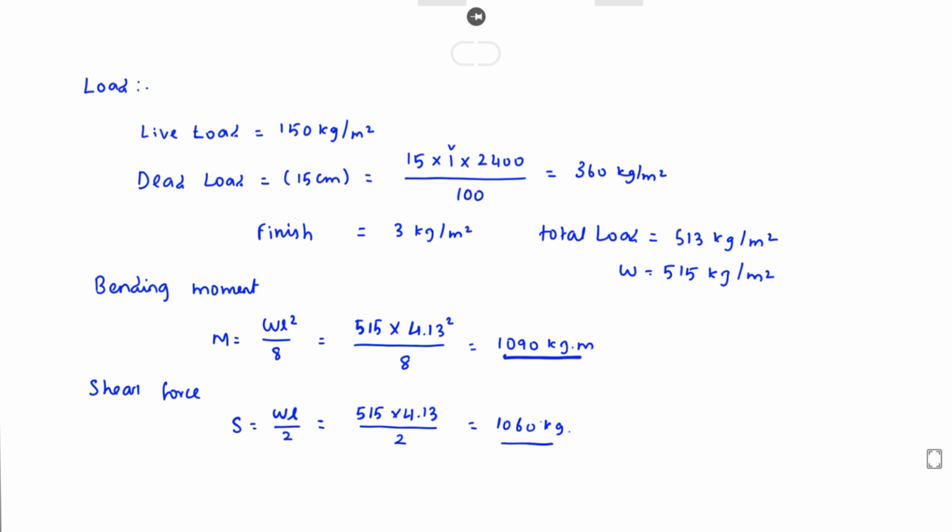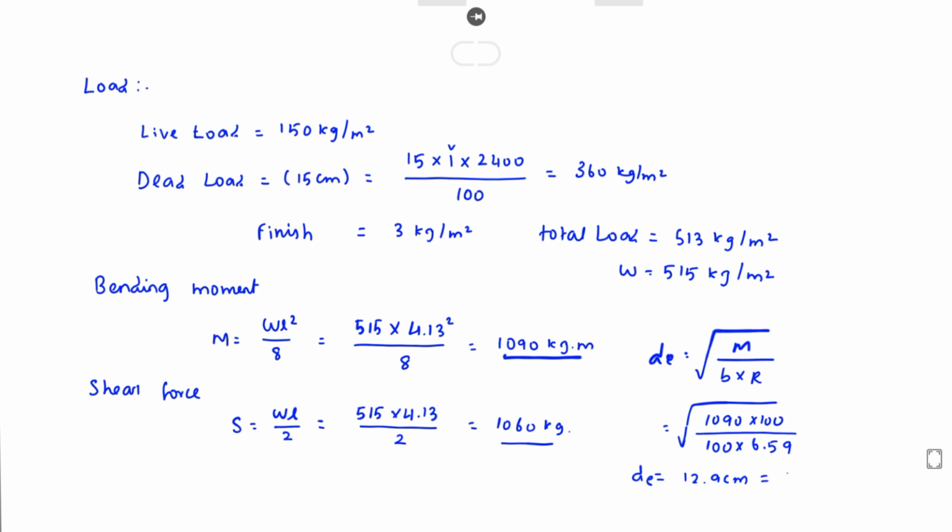Now we can find out the effective depth required. Depth required DE equal to root of M divided by B into R. Substituting the values, moment equal to 1090 into 100 divided by B, which is 100, into R value, that is given 6.59. Now we got the value of 12.9 centimeter. So DE is 12.9 centimeter, so we provide 13 centimeter. Hence it is safe.